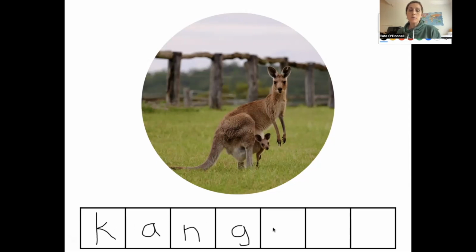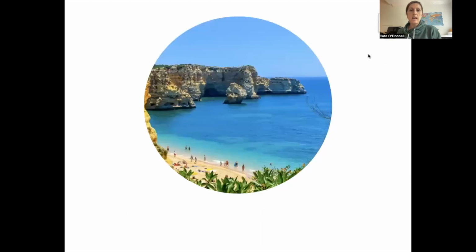Okay, what's our next sound? Kanga. We've got a schwa. It is spelled with the letter A. What's our next sound? Kangaroo. What letter makes the sound? R. And what's the last sound in kangaroo? Ooh. 2 O's. This is how you spell kangaroo. Let's erase it. Move on to our next slide.